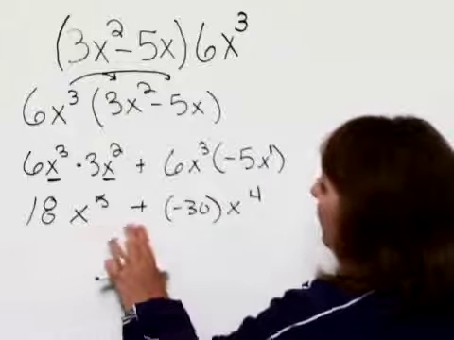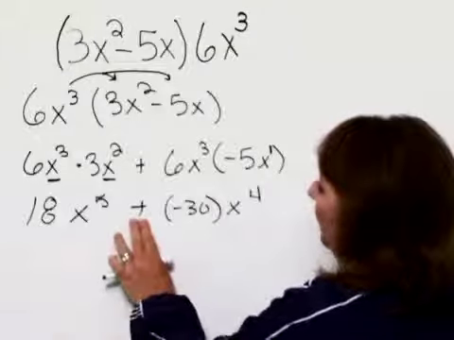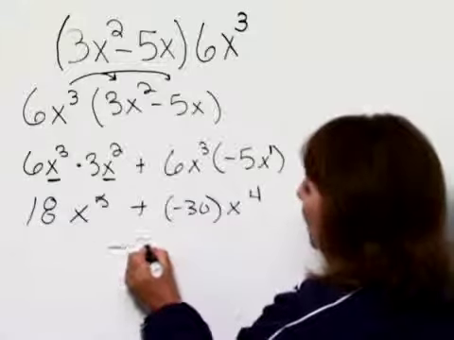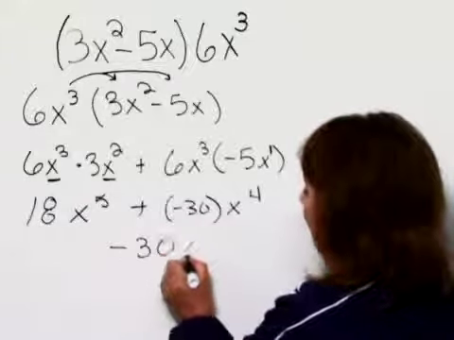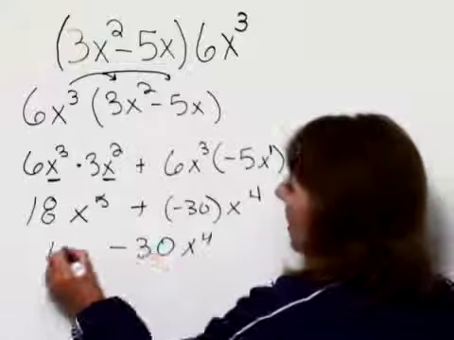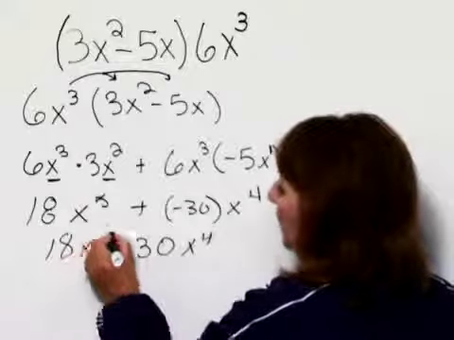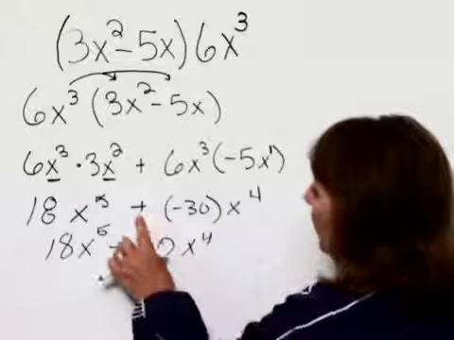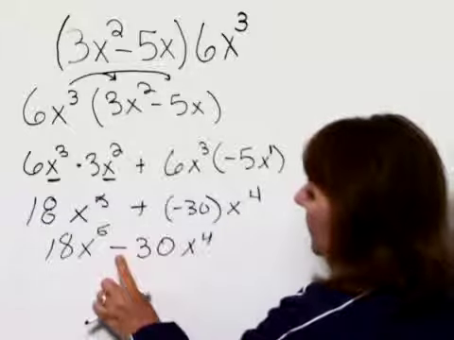Now we have 18x to the 5 plus a negative 30x to the 4, which we can simplify down by writing minus 30x to the 4 as our second term, and 18x to the 5 minus 30x to the 4, because plus minus is subtraction.